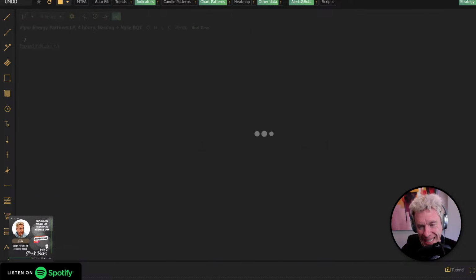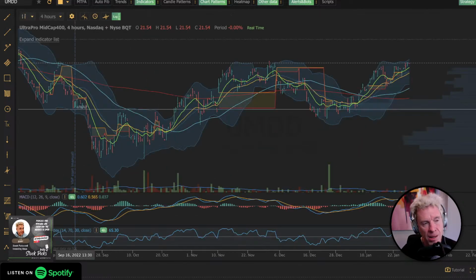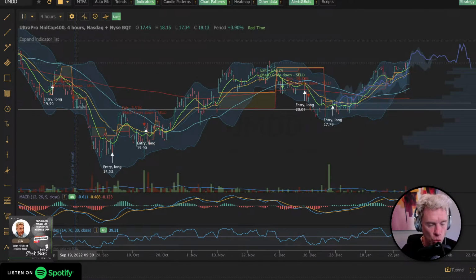In our levered ETFs, UMDD. This is a secondary cross-up. This is a mid-cap bull, Ultra Pro. $17.79 was the buy here on December 27th. This was a secondary cross-up on January 23rd, and it sold for $20.60. You're at $21.54. Not a bad move. Not a bad move at all. 5% in a week. UMDD.